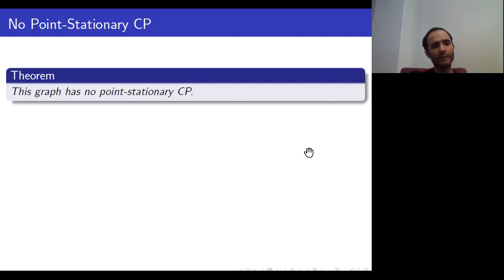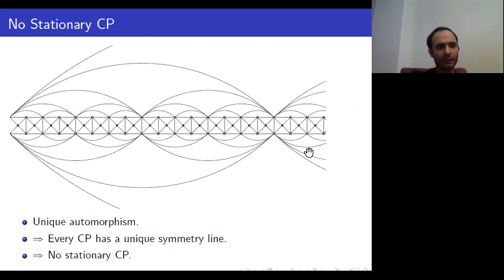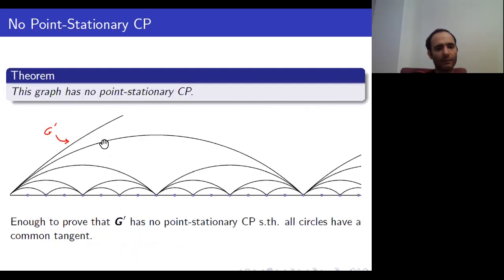The point stationarity is more difficult. First, note that each point is adjacent to its reflected image, so the corresponding circles should be both tangent and symmetric. So it is enough to show that the upper half of the graph has no point stationary CP such that all circles have a common tangent line.